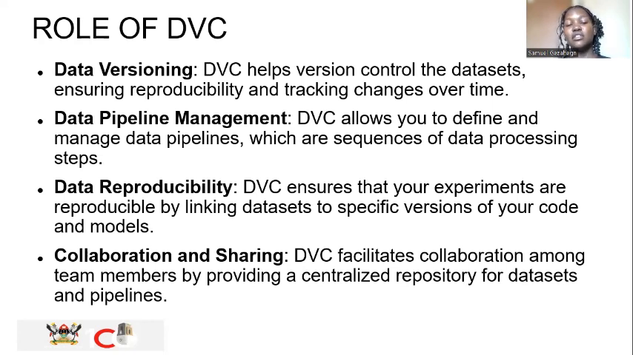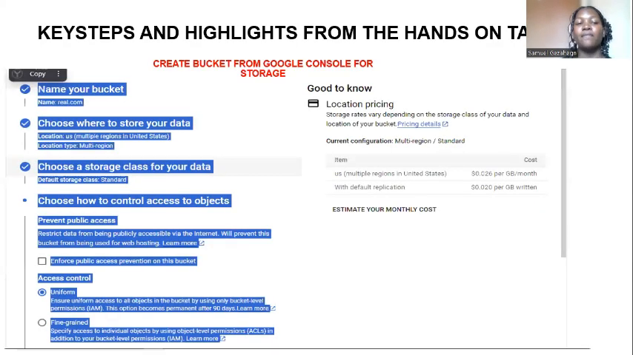And then data reproducibility. DVC ensures that your experiments are reproducible by linking datasets to specific versions of your code and model. And then collaboration and sharing. DVC facilitates collaboration among team members by providing a centralized repository for datasets and basically provides an environment for everyone to deploy their work, and then maybe also in case of comparisons with another colleague's work, you can get it from there.